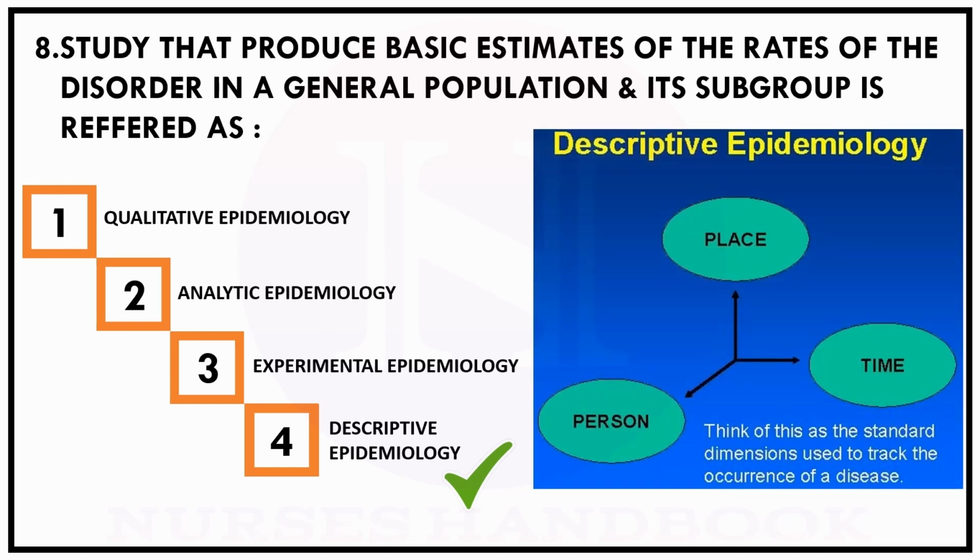Descriptive epidemiology is a type of epidemiological research that provides information on disease patterns by considering various characteristics of person, place and time using descriptive statistics.